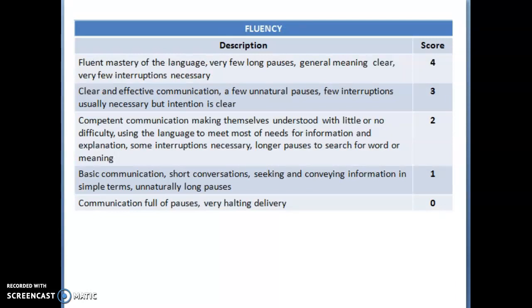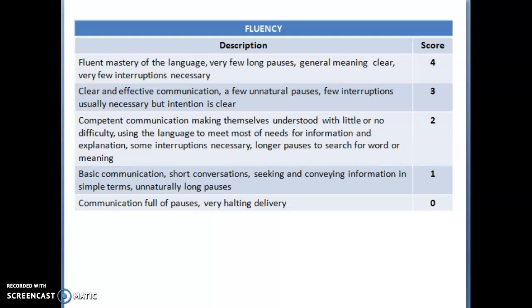The next aspect is fluency. Fluent mastery of language, very few long pauses, general meaning clear, very few interruptions necessary, score 4. Clear and effective communication, a few unnatural pauses, few interruptions usually necessary but intention is clear, score 3.